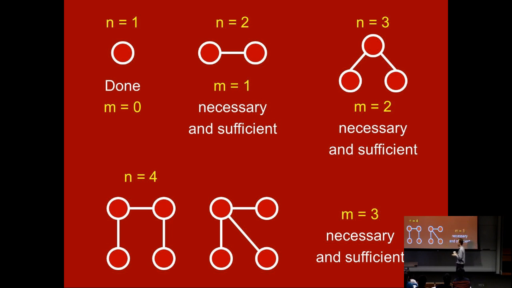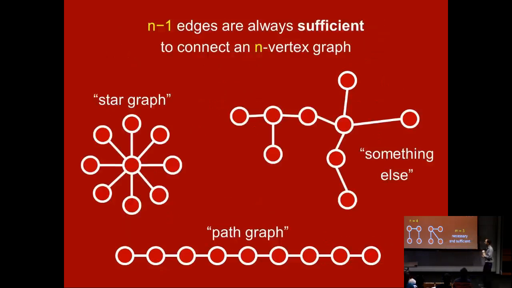But anyway, for n equals 4, 3 edges are necessary and also sufficient to make it connected. So there's still some kind of pattern, right? You can probably guess the pattern. It's that n-1 edges are necessary and sufficient. So the sufficient part is not that bad. The fact that you can always connect up an n-vertex graph using n-1 edges is not hard.